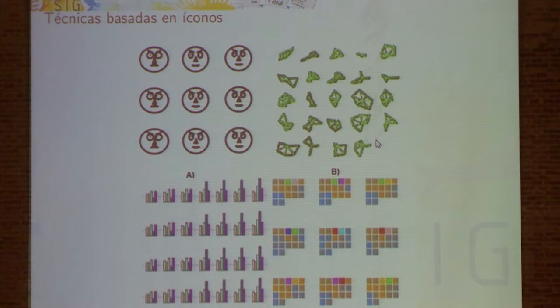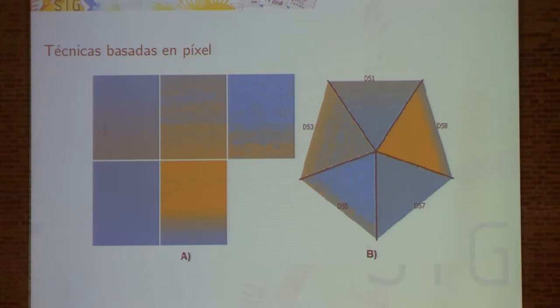And you can see the trend in some of the data. We have the bar charts. We have color icons. You can use color coding for a better representation. And one of the most widely spread are techniques based on pixels. Here we have the squares and the circles.